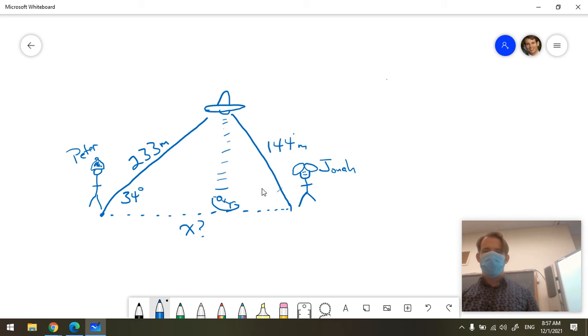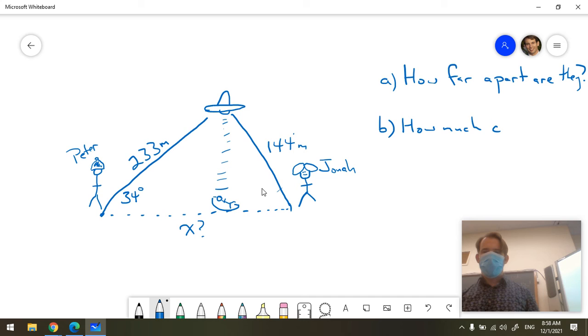Okay, so let's make some questions. A, how far apart are they? B, how much closer to the abducted baby is Jonah?